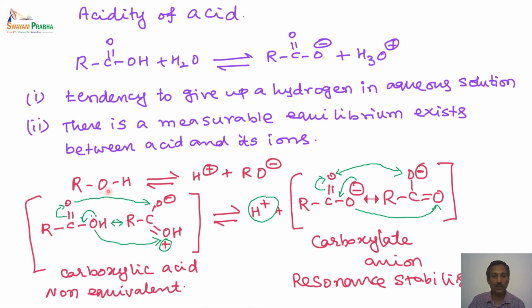So that is the reason this non-equivalent structure of carboxylic acid does not exist here, because we have a negative charge and a positive charge on the same compound. So this is quite an unstable species. So this generally does not exist. Whereas the carboxylate ion has resonance stabilized structures, so this is quite stable. So that is one of the reasons the H plus ion can be easily lost to give the corresponding carboxylate anion. That is the crucial thing for the acidity of carboxylic acids.